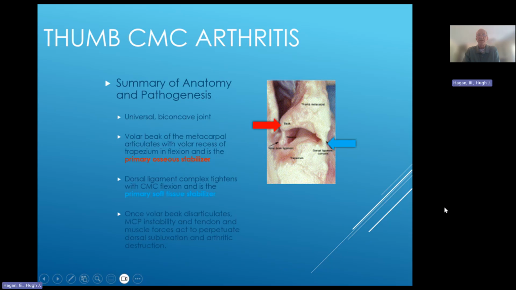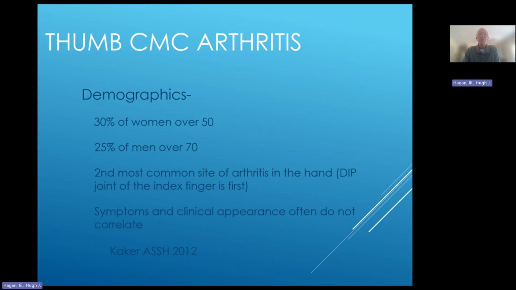And once the volar beak disarticulates, MCP instability and tendon and muscle forces will act to perpetuate dorsal subluxation, and this leads to worsening arthritis at the base of the thumb. MCP hyperextension is generally going to be considered contributory to both the pathogenesis as well as the perpetuation of dorsal subluxation. So who gets it?